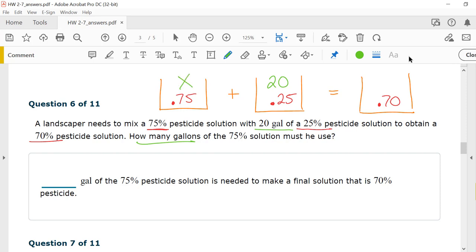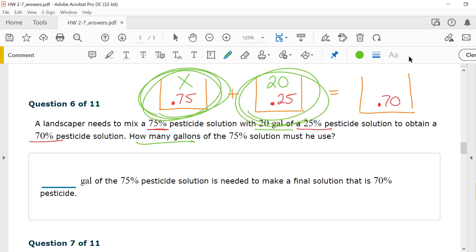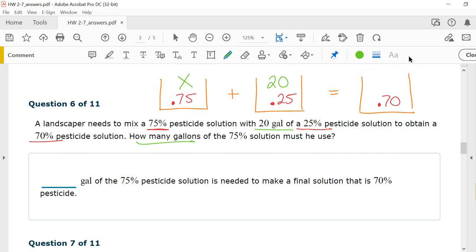Okay, if you're mixing X gallons here with 20 gallons here, how much are you going to have total? Well, the answer would be X plus 20 gallons. And those are the problems that we just did up above, or they're similar to it. All right, you've got 2 bits of information in each one of your buckets. So let's go write our equation.